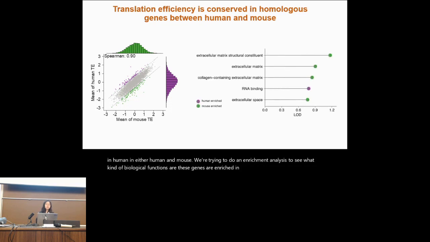As you can see, the genes that have higher TE scores in human are related to RNA binding function, and the genes that have higher TE scores in mouse are related to extracellular matrix function. The reason, we think, is that for the ribosome profiling data from the current data source, most of the mouse data are researching development. And the extracellular matrix is quite essential for early mouse development.